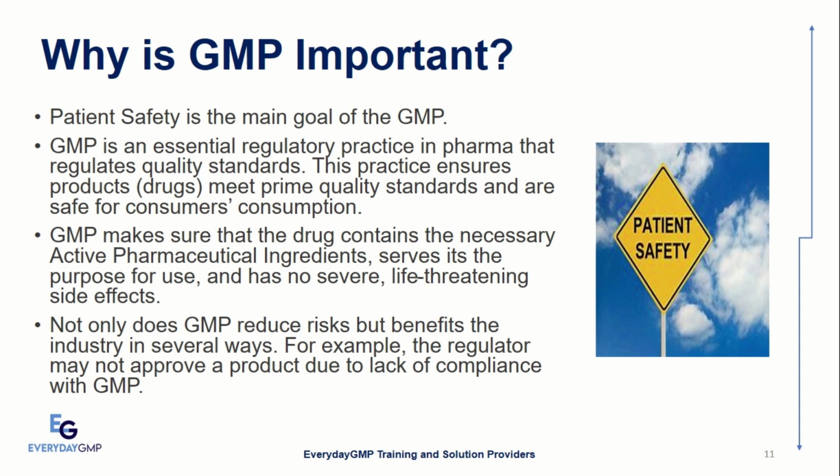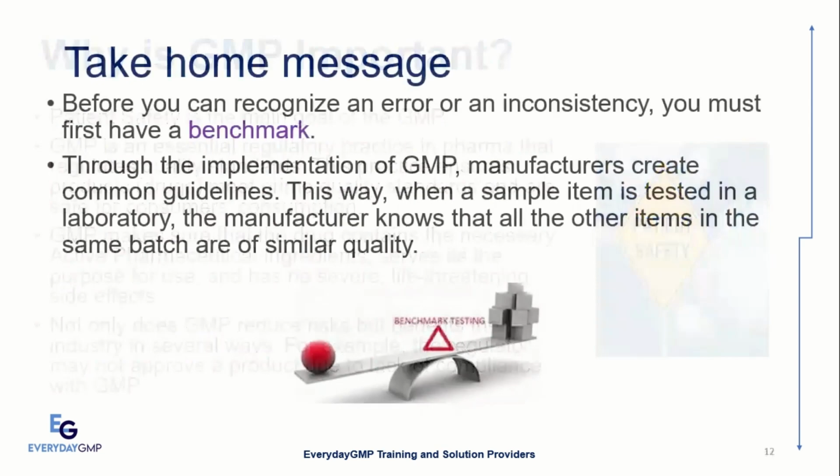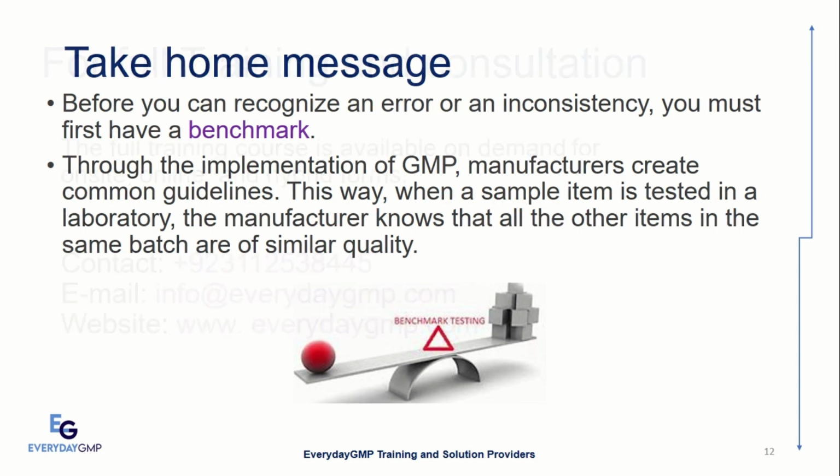Not only does GMP reduce risks but benefits the industry in several ways. For example, the regulator may not approve a product due to lack of compliance with GMP. Take-home message. Before you can recognize an error or an inconsistency, you must first have a benchmark. Through the implementation of GMP, manufacturers create common guidelines. This way, when a sample item is tested in a laboratory, the manufacturer knows that all the other items in the same batch are of similar quality.